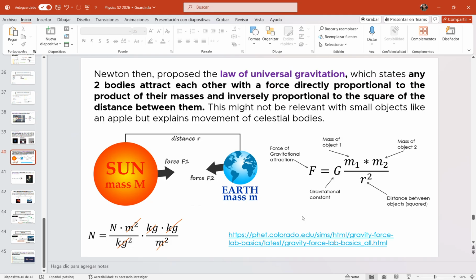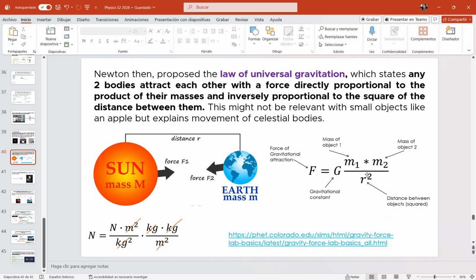This is the formula that we will be using. F means force of gravitational attraction, which is measured in newtons, as you can see in this part. G is the gravitational constant that has a constant value. Then the mass of object 1 multiplied by the mass of object 2, and the distance between objects, which must be squared.